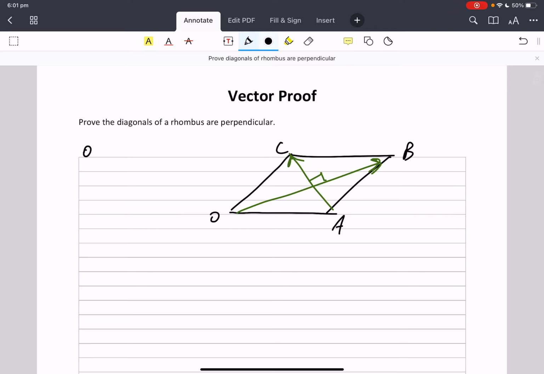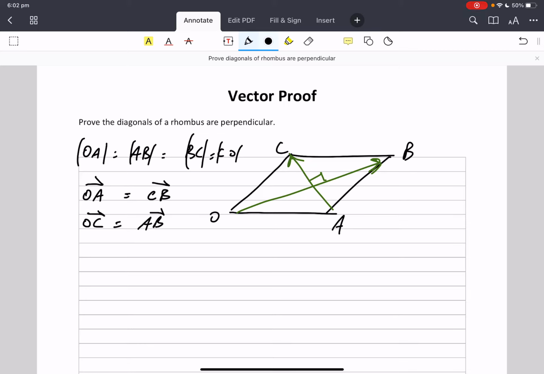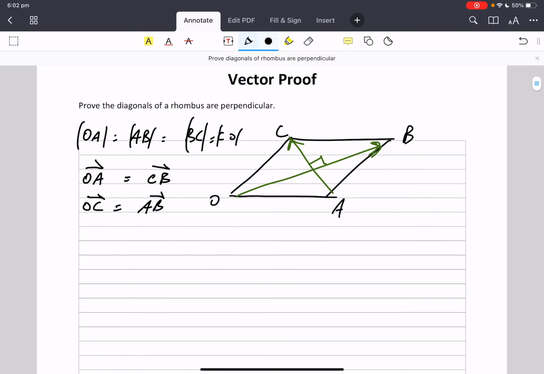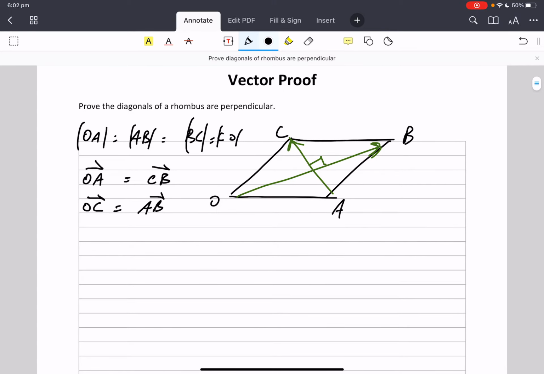So what do we know about a rhombus? The distance between O and A is the same as the distance between A and B, because all the sides are equal. So AB, BC and CO are all equal. We can also say that the vector OA is the same as vector CB, and the vector OC is the same as AB, because it's a rhombus.